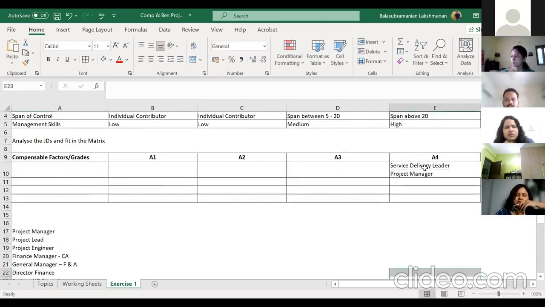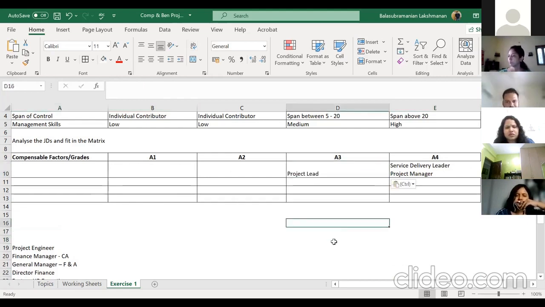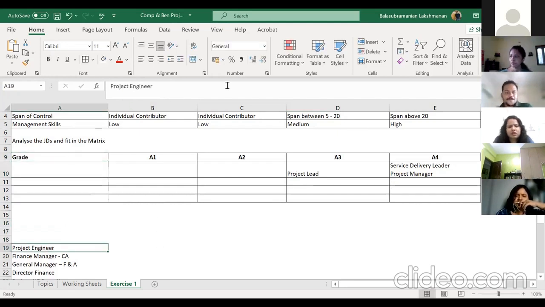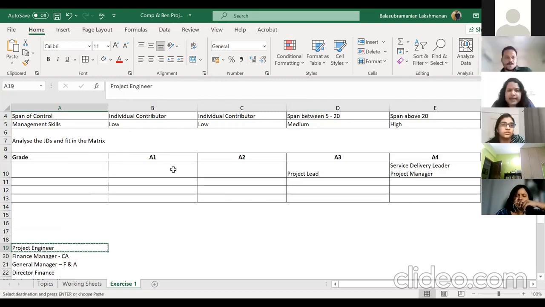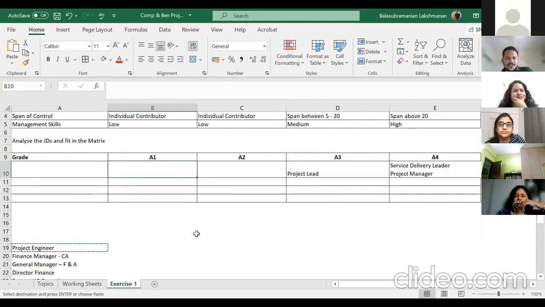Project lead. He's like the entry level project manager, so maybe A3. Okay. Then project engineer. A1. It's more of an IC role. I0, right. And A2 is also an IC role, right?